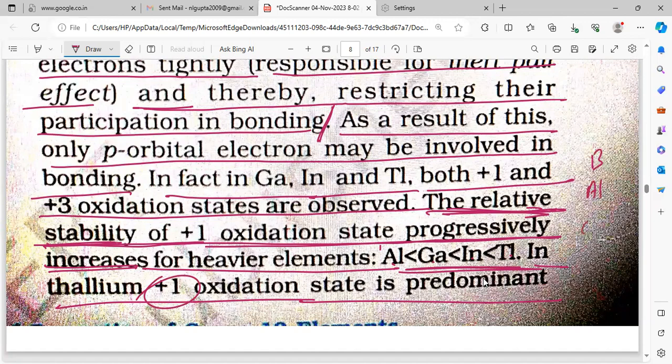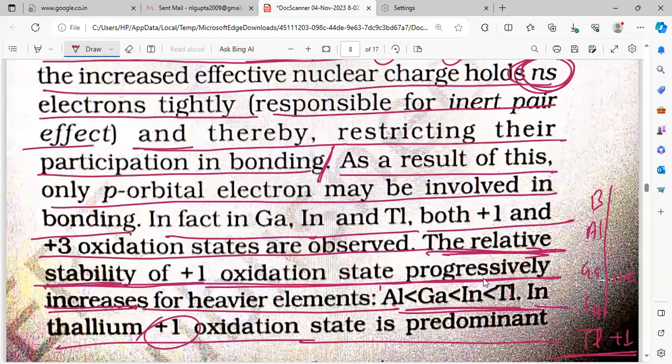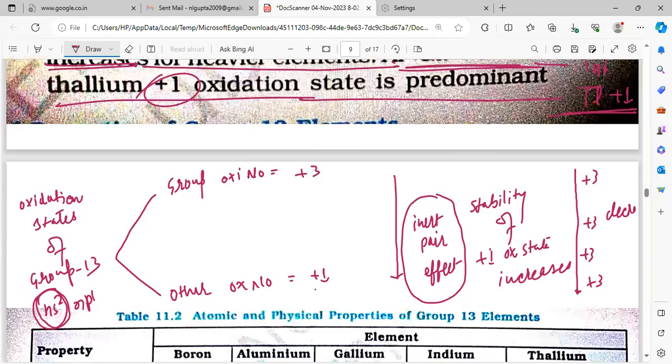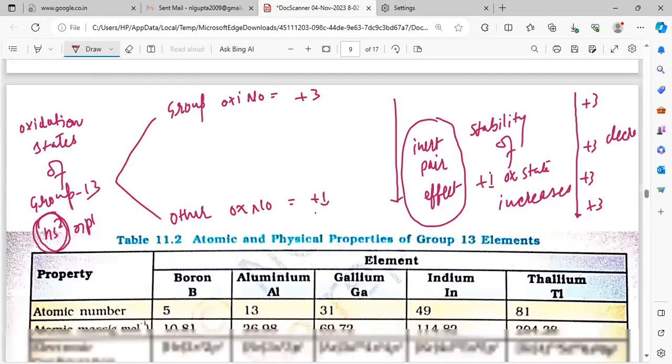So from boron, aluminum, gallium, indium to thallium, the +1 is highest and predominant. The stability of +1 increases because the ns2 electrons are not participating in the oxidation state, and the configuration is ns2 np1. If the ns electrons are not participating, only the +1 oxidation state will be predominant. Are you able to understand this point? Yes, sir. Okay.